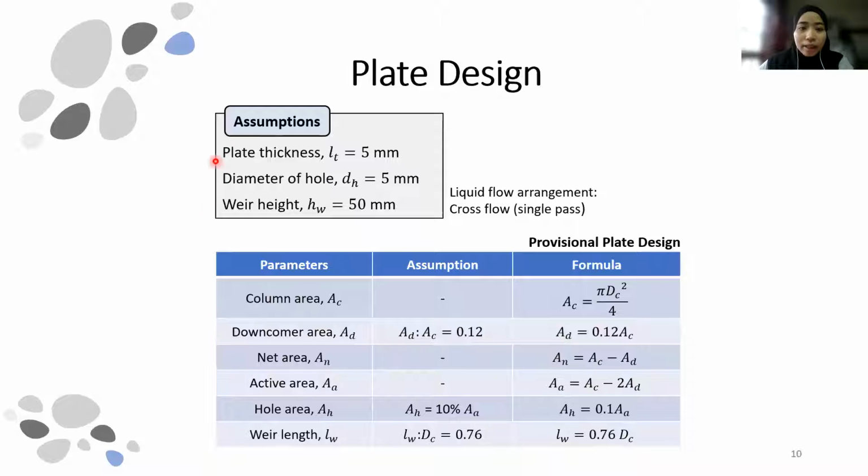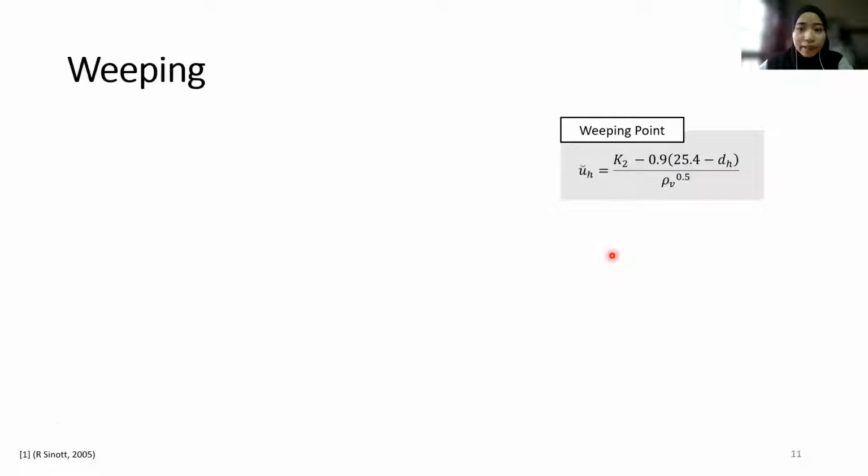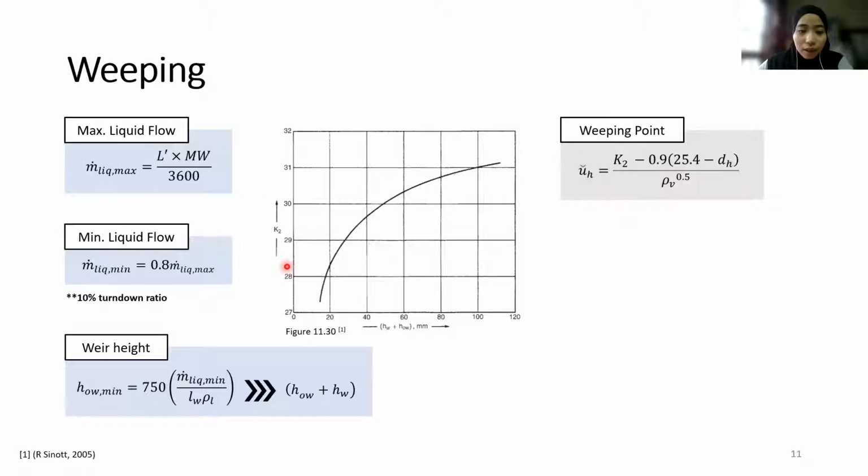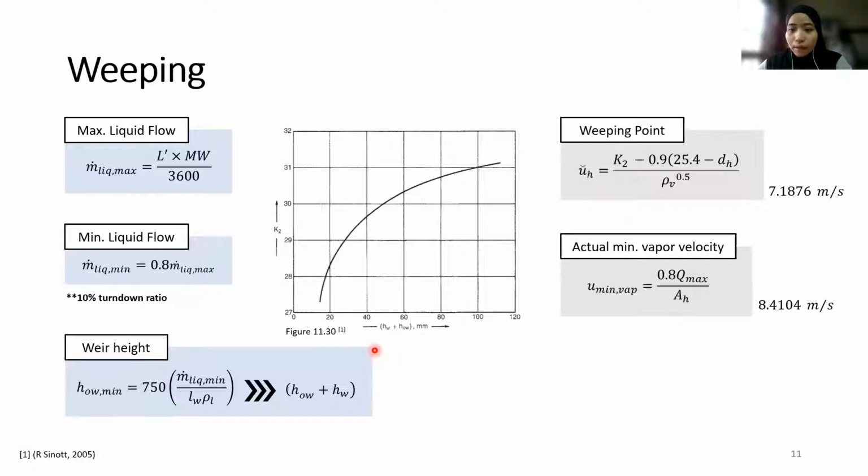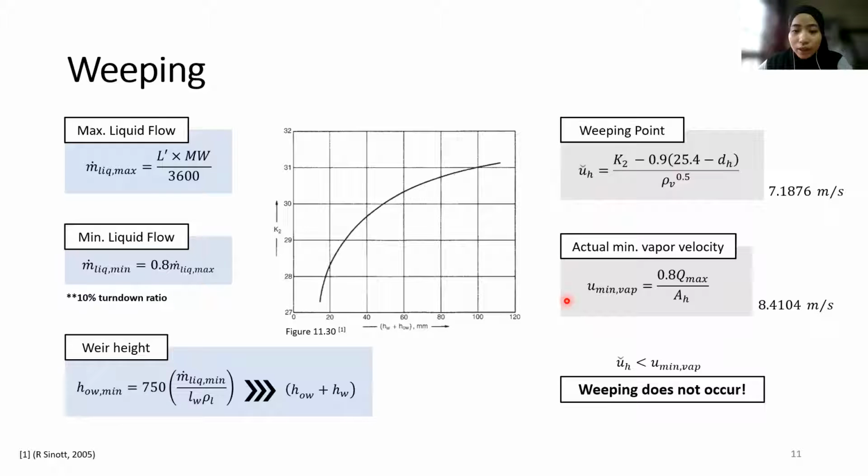Next, for plate design, several assumptions are made with the liquid flow arrangement to be cross flow. From the table, it is shown for the assumption and a formula for provisional plate design. Next, for weeping point, we have to calculate for K2, which can be obtained from this graph versus weir height, which the weir height calculation can be obtained from the left. Then we have to compare that with actual minimum vapor velocity and ensure that it is higher than weeping point. For our design, it is said that weeping does not occur.